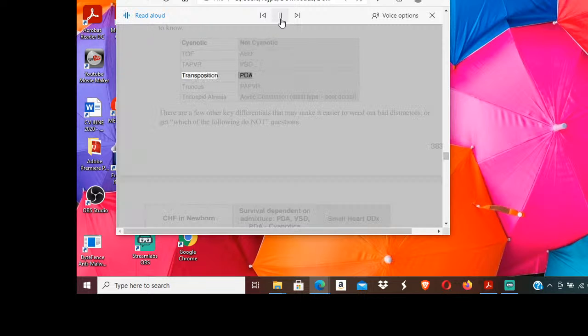FTC5FASO: TAP, VSD, transposition, POA, truncus, PAP, tricuspid atresia, aortic coarctation, adult type, postductal. There are a few other key differentials that may make it easier to weed out bad distractors, or get which of the following do not questions.